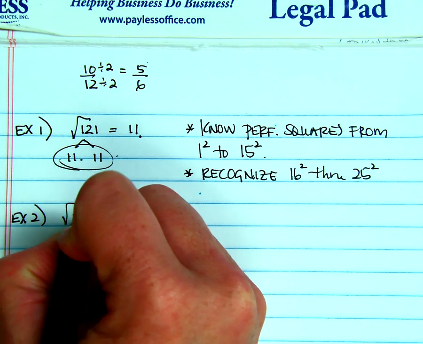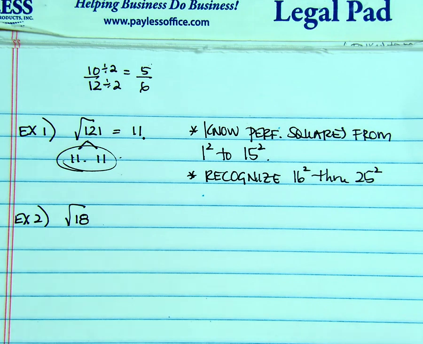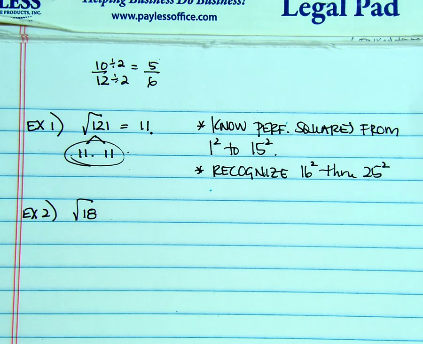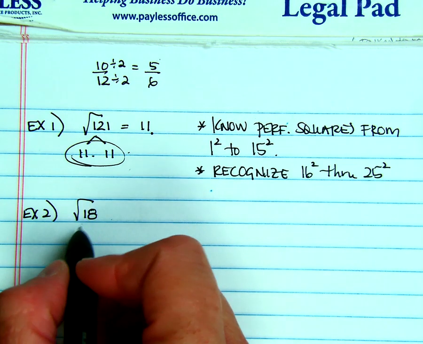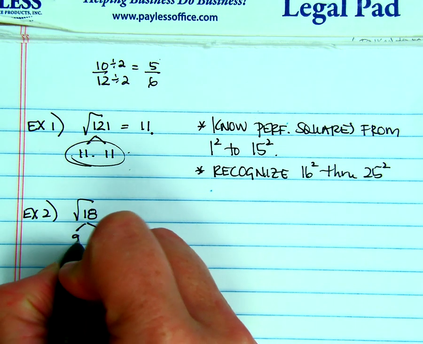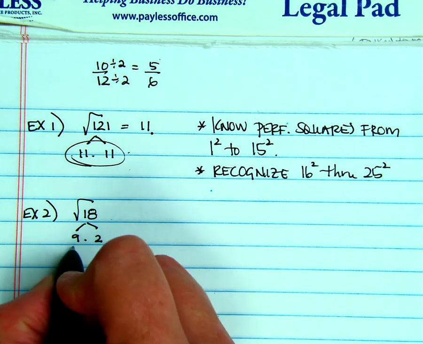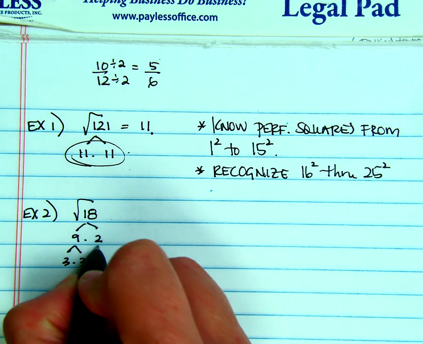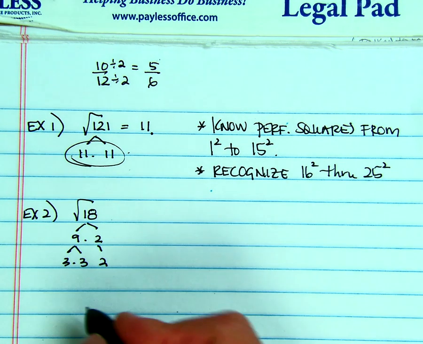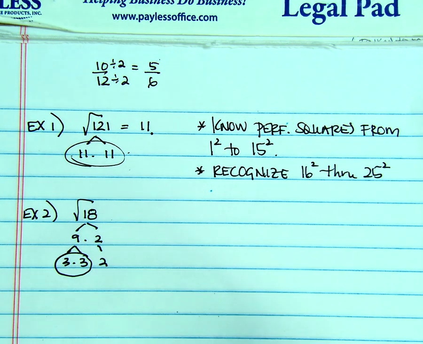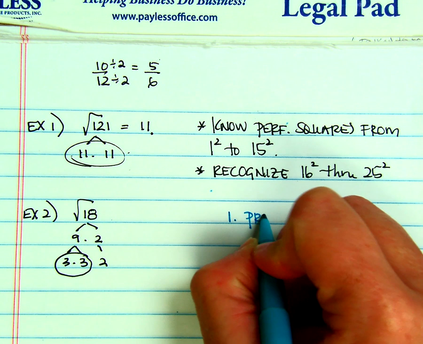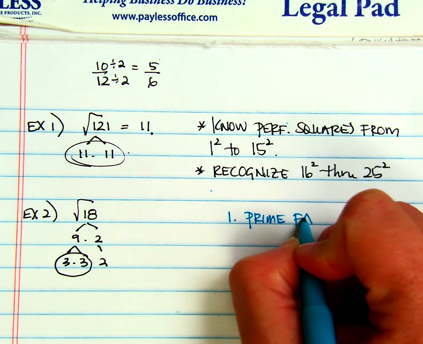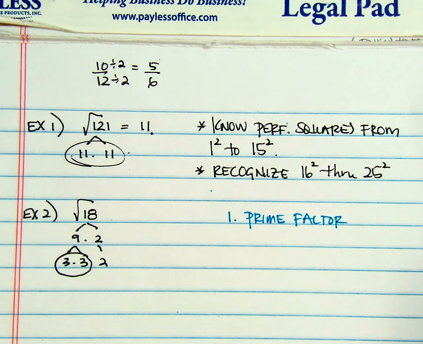Example 2. Let's do the square root of 18. We've already done this one, but we're going to add this to your notes formally. So the square root of 18. I know it's not a perfect square, so I'm going to break it down to 9 times 2. 9 breaks down to 3 times 3 times 2. So you circle your pairs. I'm going to write these down in formal steps. So 1, prime factor the radicand.